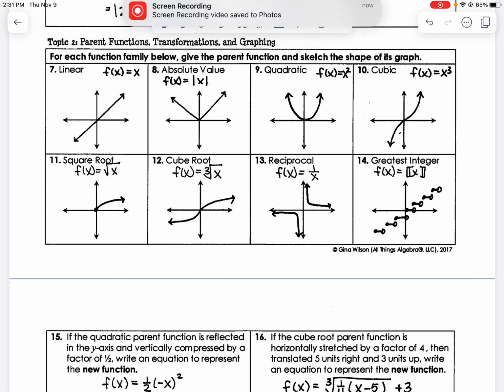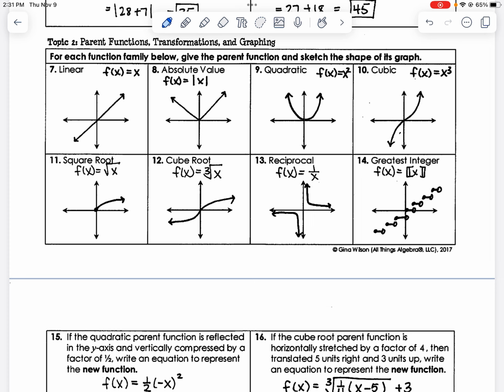Welcome back, everyone. This is part 2 of the functions test study guide session. I'm dealing with topic 2, where we're talking about parent functions, transformations, and graphing.